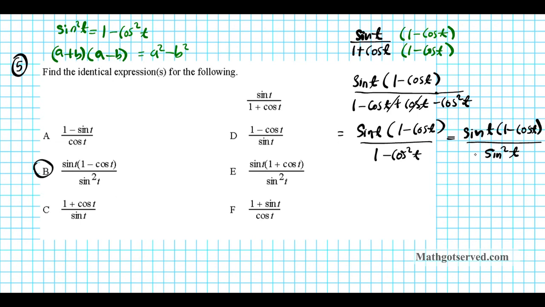Let's see. Oh wait, we can break this down. This can be written as sine t times 1 minus cosine t divided by sine t times sine t. Okay, so these sine t's cancel out. So 1 minus cosine t over sine t is what we'll be left with. 1 minus cosine t over sine t. Okay, and this matches with option letter D.